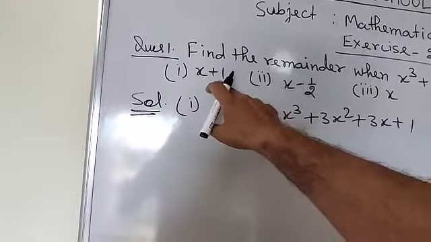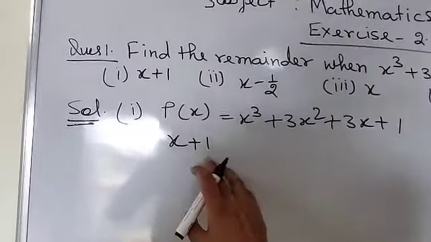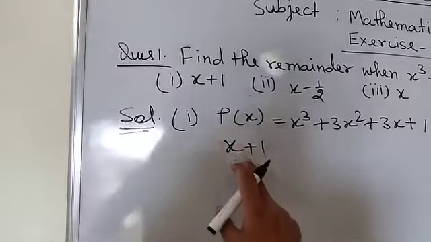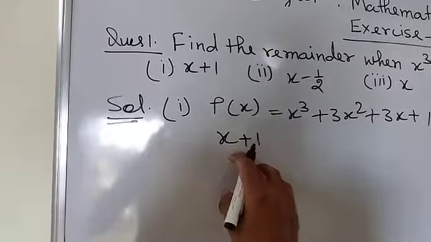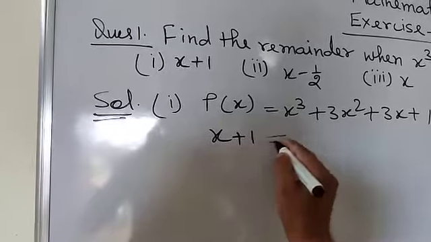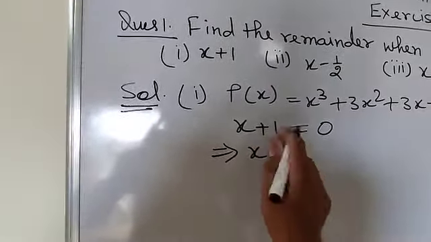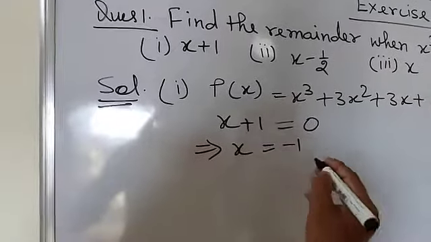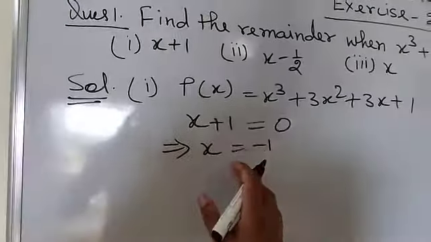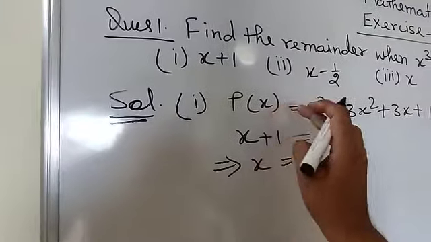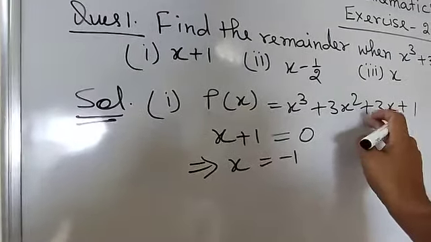x plus 1 is the divisor here. According to the remainder theorem, first you put the divisor equal to 0. You are going to divide that polynomial by x plus 1, so you put x plus 1 equal to 0, and after that you find the value of x. If you transfer plus 1 to the other side, it will be x equal to minus 1. So x will be replaced by minus 1 in the polynomial, and that will be the remainder.